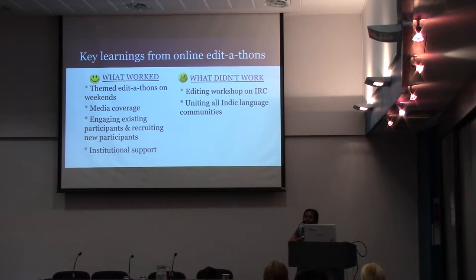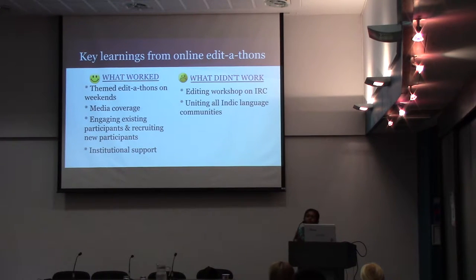The themes we focused on this year were women parliamentarians in India and women scientists in India, because we identified that there are too few articles regarding women parliamentarians and women scientists in India on English Wikipedia and also in other Indian language Wikipedias. So we ran these online editathons in Indian languages as well as in English.